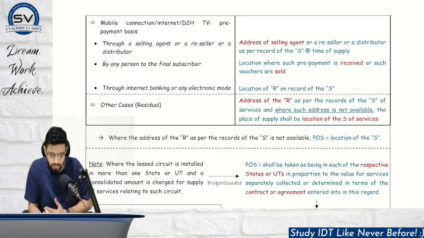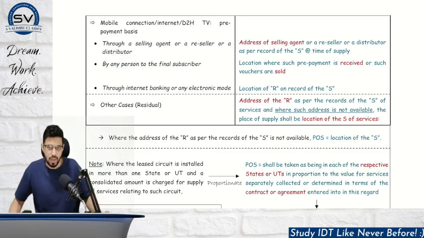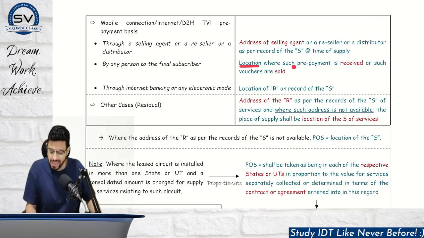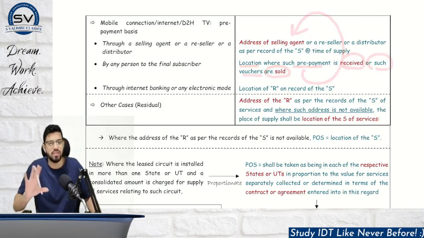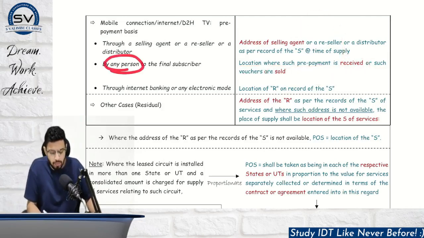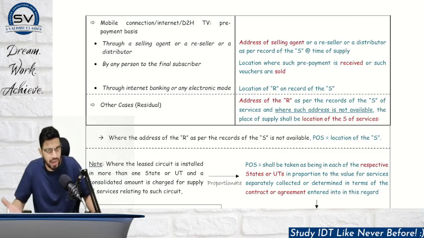Now let's say these persons are not the company's authorized agents. These are not company authorized distributors or resellers. So here we have to see the location where such prepayment is received or such vouchers are sold, because the address of the agent and everything is irrelevant here, because these are not company authorized people. We don't have the addresses of these people.